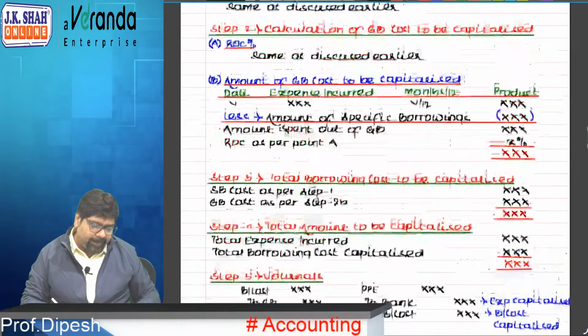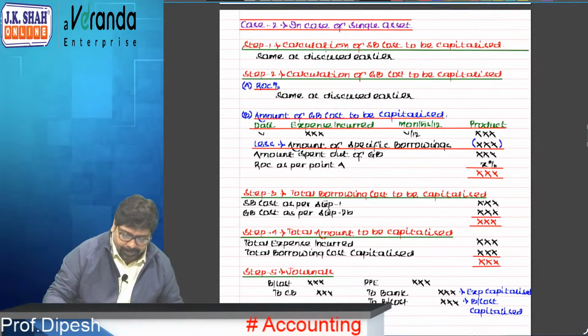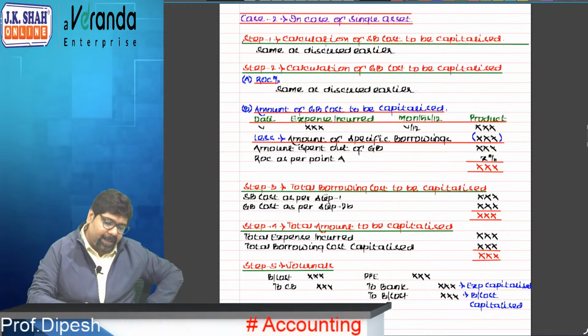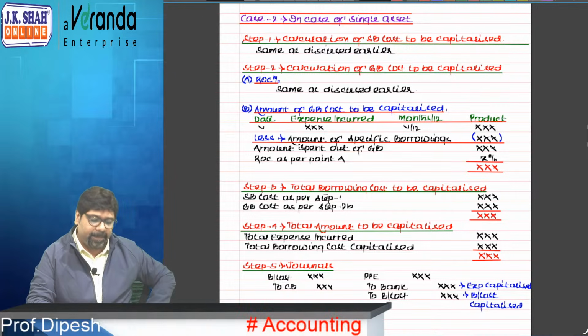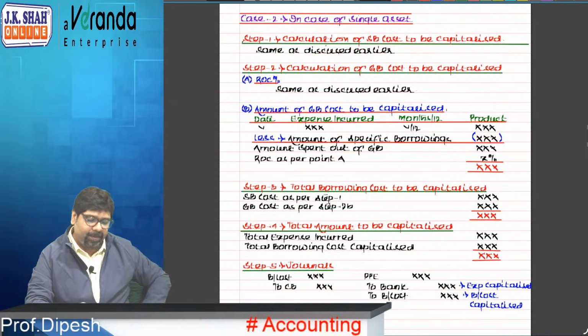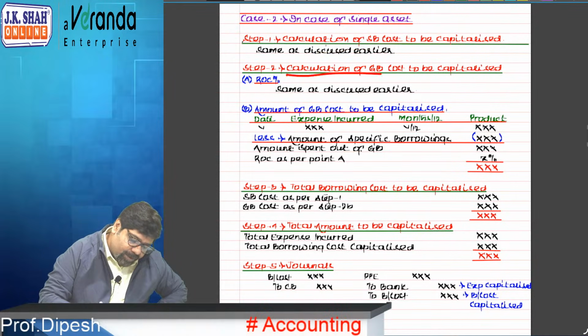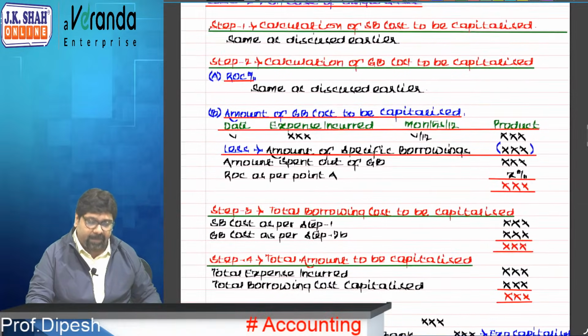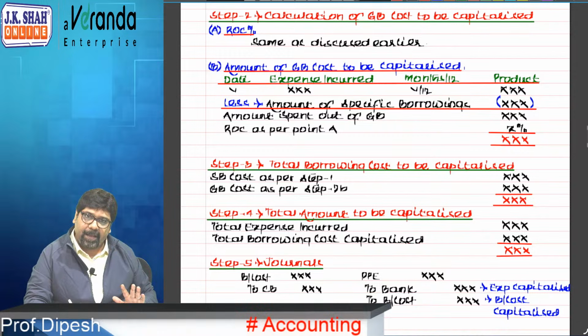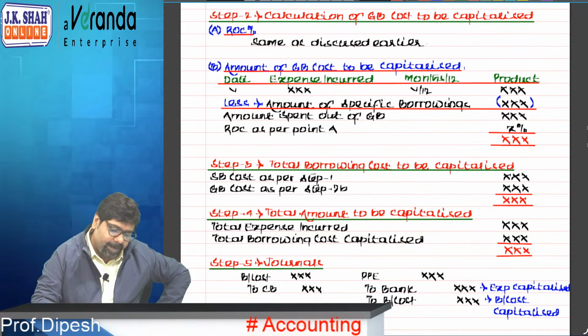Correct? Now, in case of single asset, calculation of specific borrowing cost to be capitalized is as usual. Then calculation of general borrowing cost to be capitalized. See this very, very carefully. Ready? We will do one question on this also. Calculation of general borrowing cost to be capitalized.